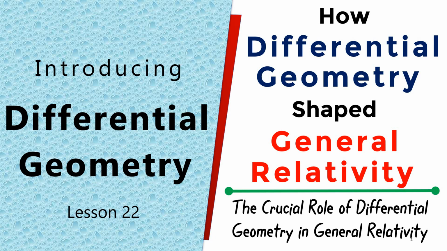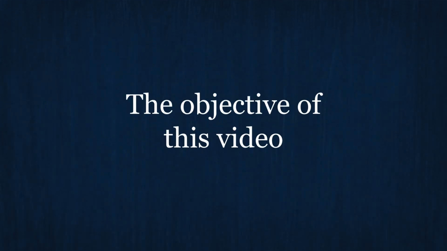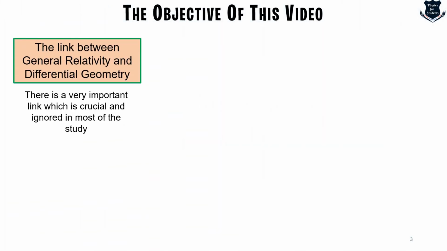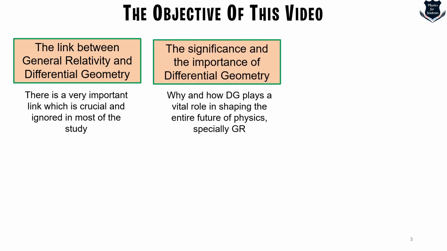So before we go ahead, we need to get an idea of the objective of this video, because this video is going to be a little bit different, with a very deep mathematical understanding. The objective of this video is, number one, to establish and show you the link between general relativity and differential geometry. This link is very crucial and important, and it is ignored in most studies. Also, I would like to show you the importance and significance of differential geometry, not only in terms of physics but in the entire arena of general relativity.